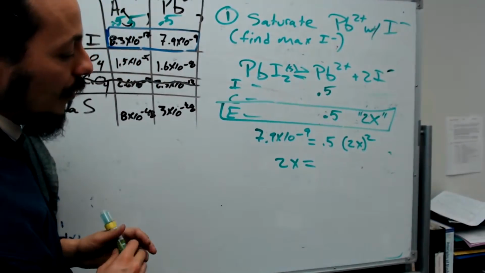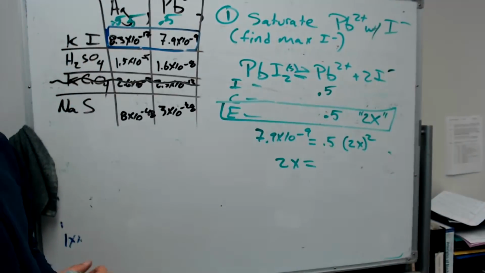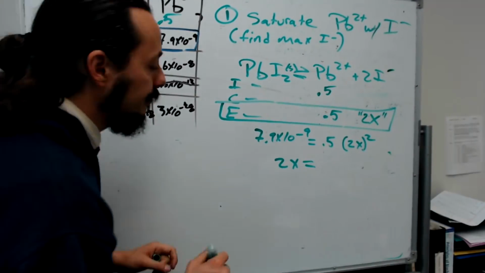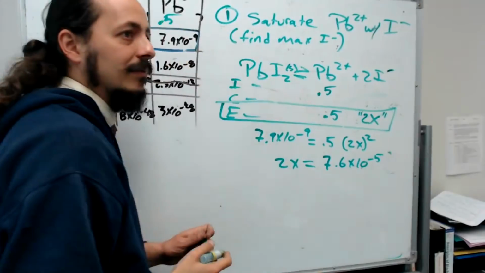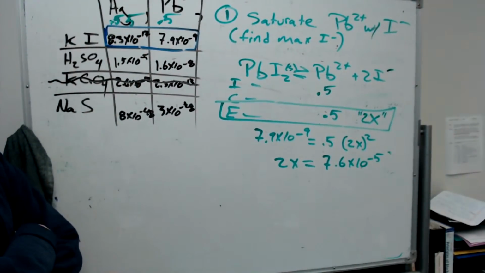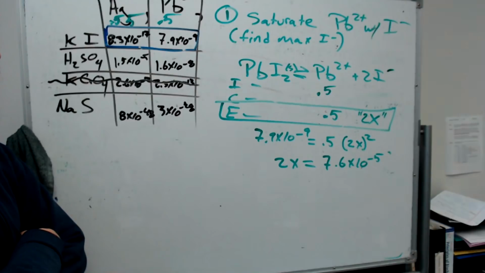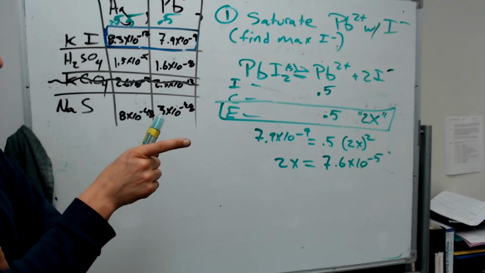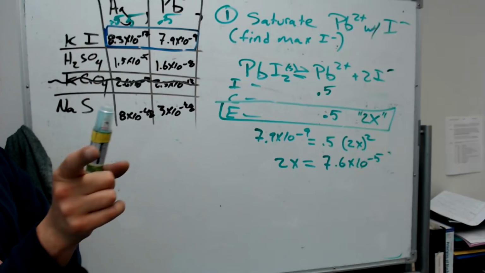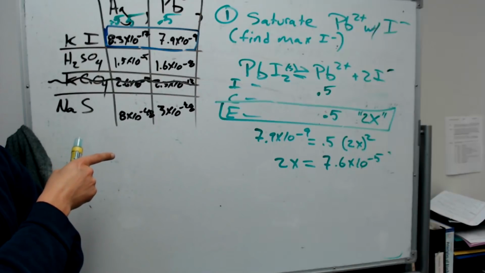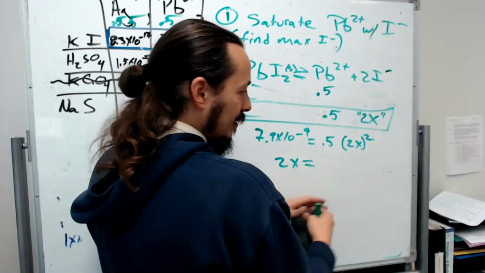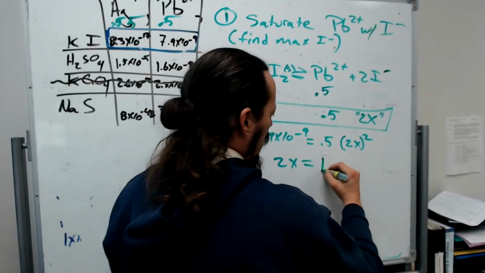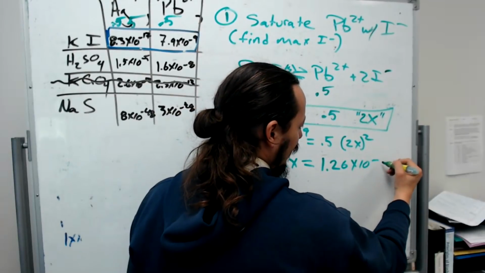Okay, so let's solve for that 2x value and see what we get. 7.6. I don't remember what I said, but I don't think that was it. So like 8. Or wait, when you take the square root of that, 2x becomes 1.26 times 10 to the negative 4. Did you solve for x or 2x? I think solve for 2x. Did you forget to take the square root? No, 1.26 times 10 to the minus 4.